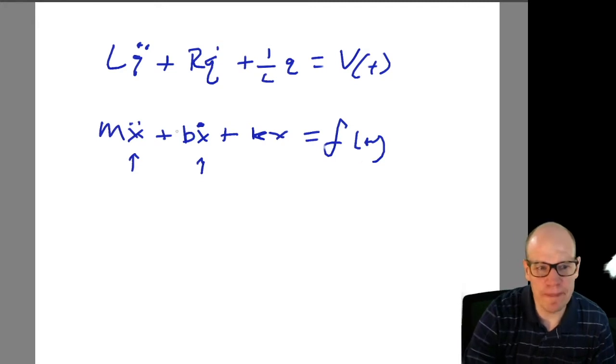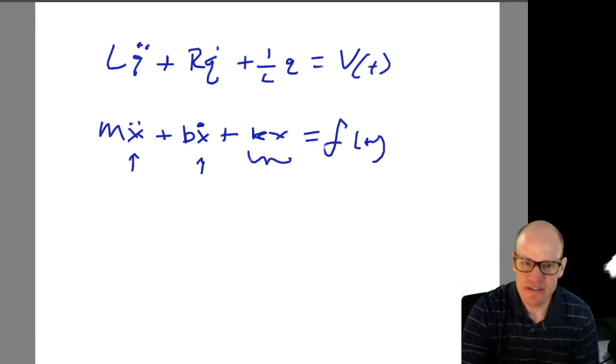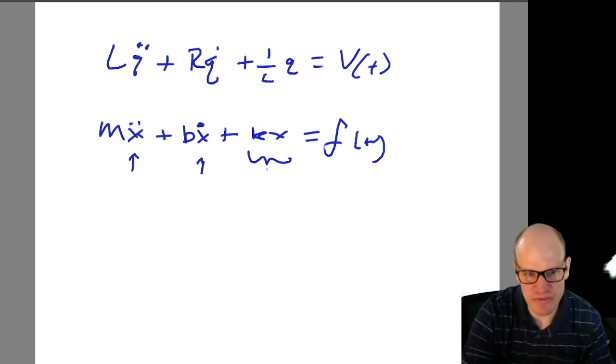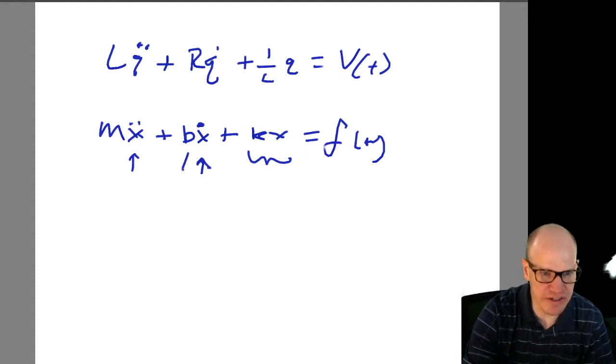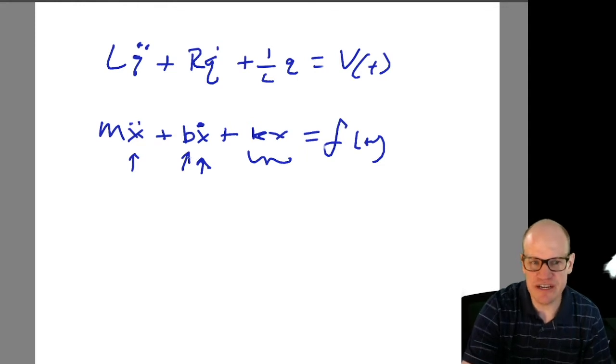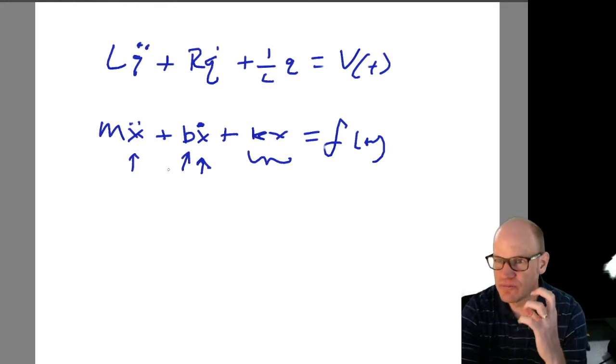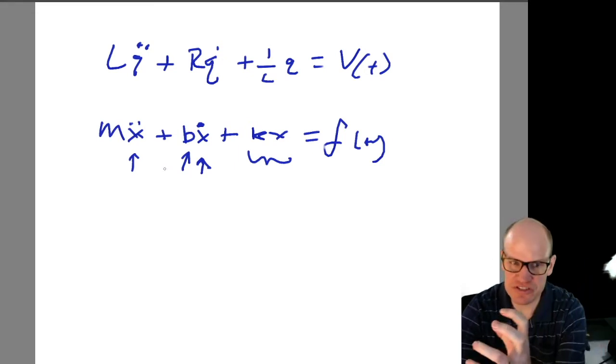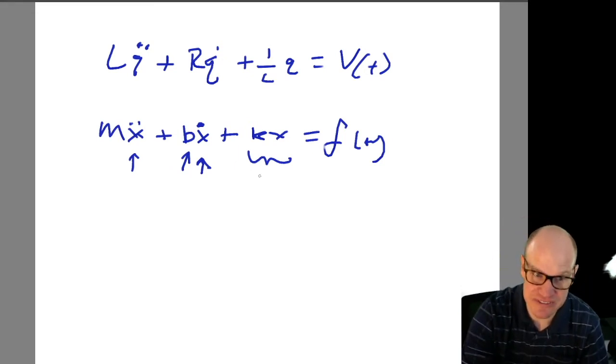Now, let's take a look at what each of these terms are. So a spring is the resistance to displacements. A spring provides a resistance to displacements from an origin. This friction term provides a resistance to motion in a given coordinate system. So friction is a resistance to motion. This is a resistance to displacement. This is a resistance to motion.